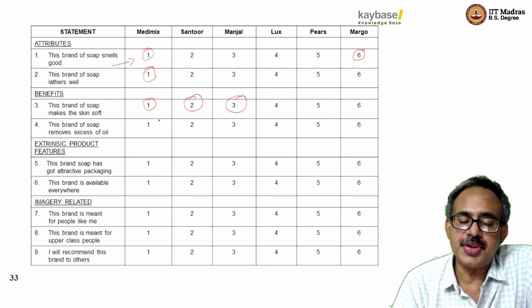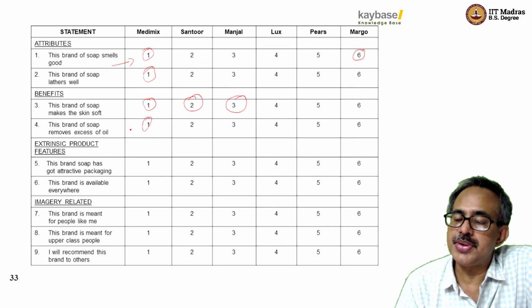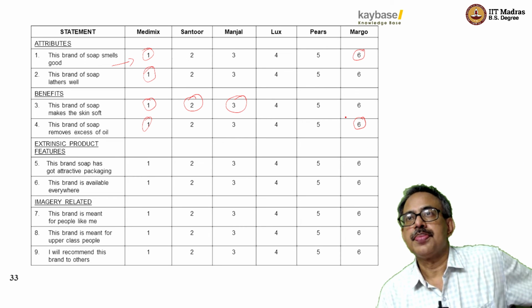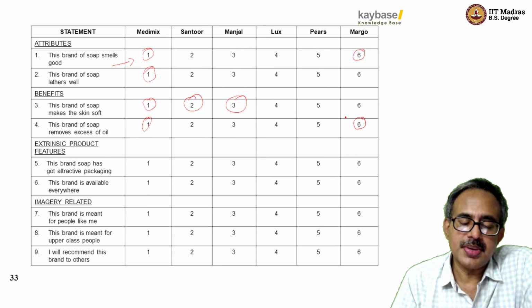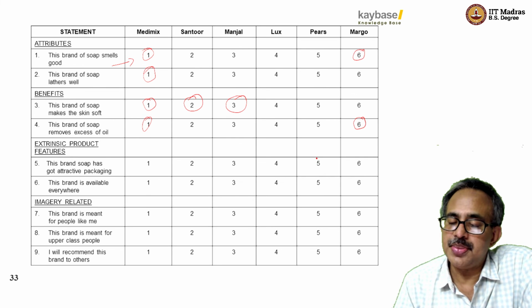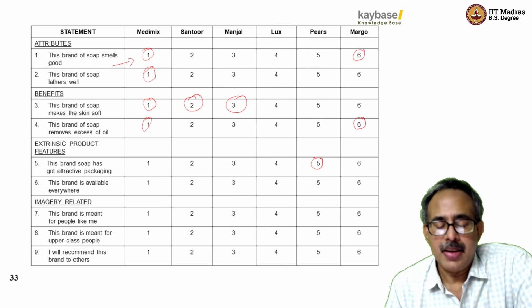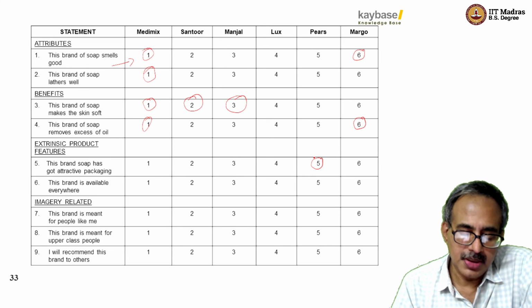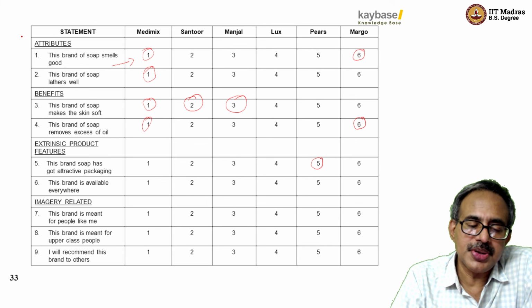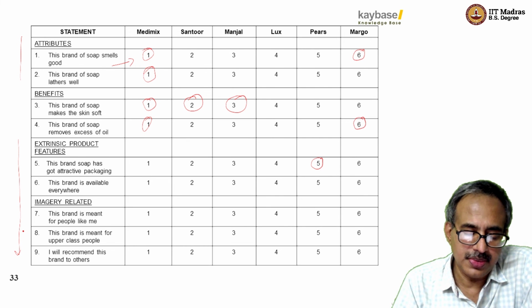This brand of soap removes excess oil. I think Medimix does it. I also think Marco does it. This has neem, which is good for the skin. This brand of soap has got attractive packaging. Oh, I think Pears has very attractive packaging. And so on and so forth. Is the question clear? Okay. So there are a series of statements here that we can see, and we go forward from there.